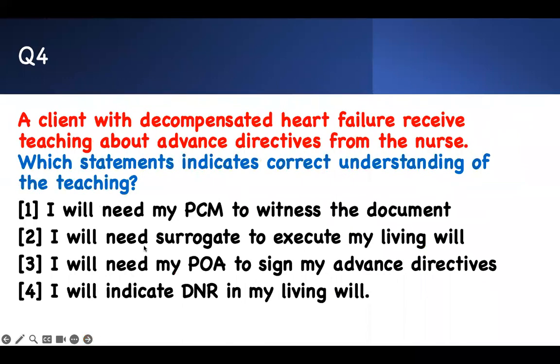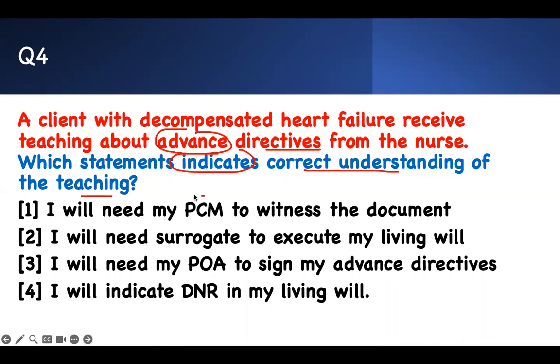Straightforward. That's a principle that you have to know. Number 4. Same thing. This test is about concepts. If you get the concept, you see that the questions are easy, especially ethical and legal issues. Which statement indicates correct understanding of the teaching? A client with decompensated heart failure received teaching about advance directives. Advance, you do it ahead. Directive, directing people, that's what it means. I do it ahead, directing people from the nurse. What do you think? Which one indicates correct understanding?